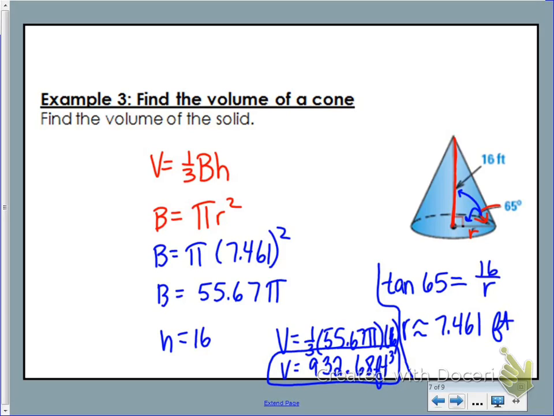My only last comment is, if they don't give you the height, and let's say they do give you the slant height, just keep in mind we can still use the Pythagorean theorem to find the perpendicular height. So that's an option as well in some of our problems.